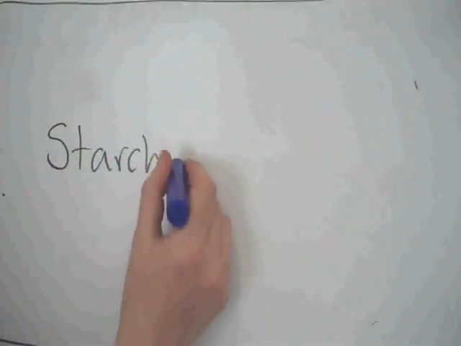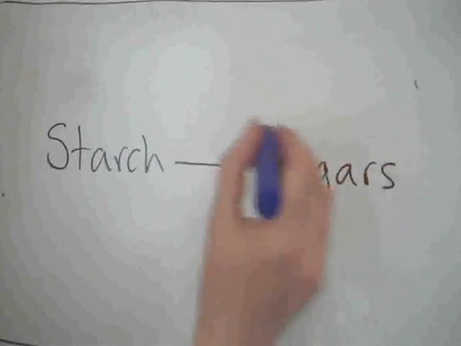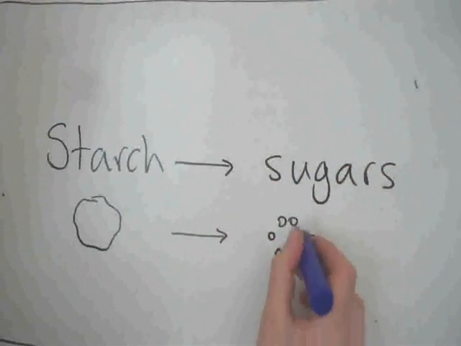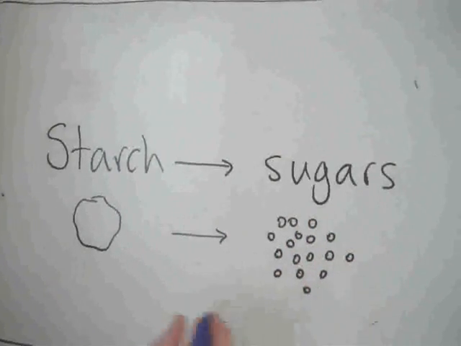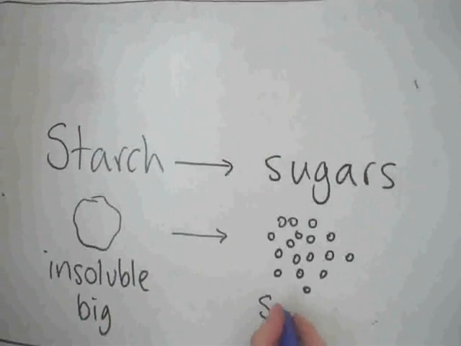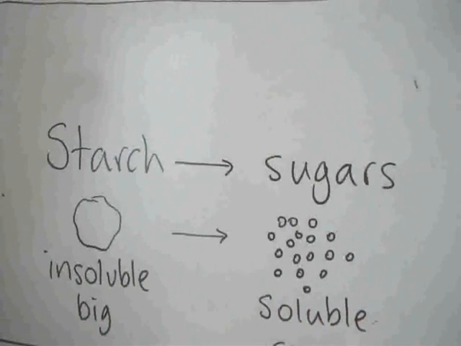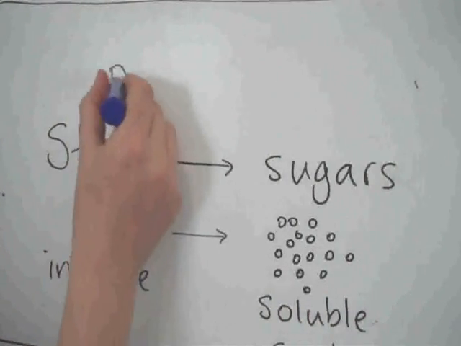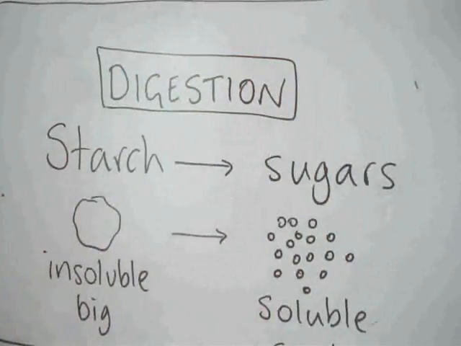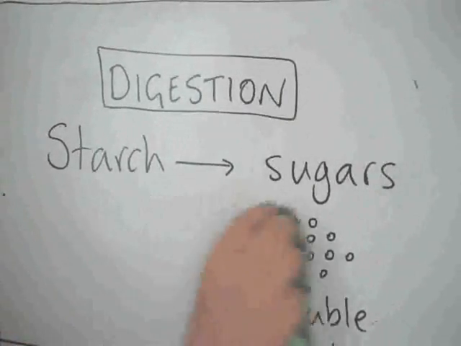Well, in order to do that, what we need to do is take the starch and break it down into the sugars that it's made out of. Big blob of starch, little tiny round sugars. Much, much better, much easier to move into cells. The starch is insoluble and big, can't travel in the blood either. The sugars are soluble, and oh, well done, Bob, you missed off small. Soluble and small. And there's digestion. That's what it is. Digestion is turning big, insoluble things into small, soluble ones.